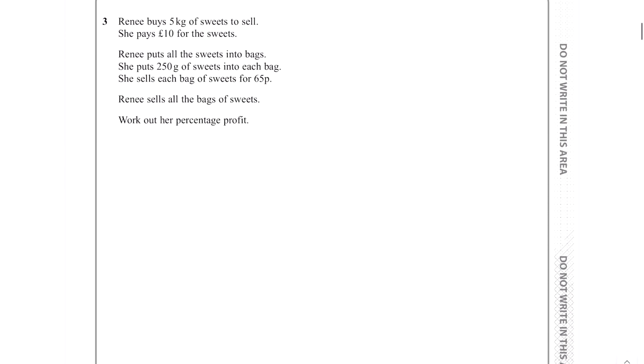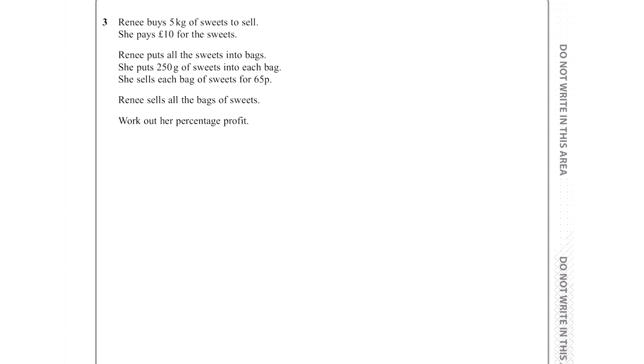Question 3. Reen buys 5 kg of sweets to sell. She pays £10 for the sweets. Reen puts all these sweets in a bag. She puts 250 grams of sweets in each bag. She sells each bag of sweets for 65p. Reen sells all the bags of sweets, work out a profit.